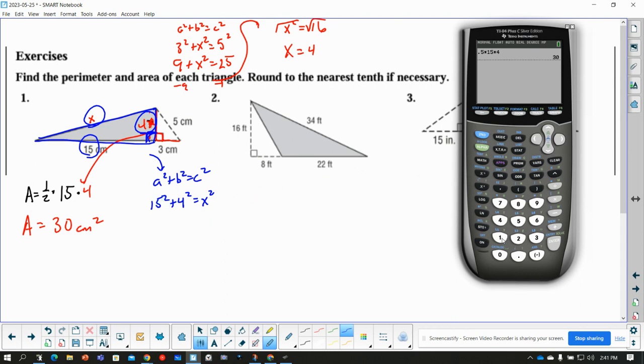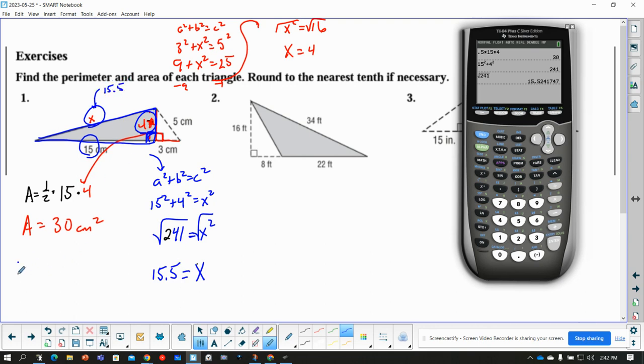15 squared plus 4 squared. So let's do this on my calculator. 15 squared, I'm just going to do it all together. Plus 4 squared is 241. So 15 squared plus 4 squared is 241. I don't know why that was a different color. It does that all the time. Equals x squared. Take the square root of both sides. So the square root of 241 equals 15.52. So I'll round it off to 15.5. So x is 15.5. That's this missing side right there.